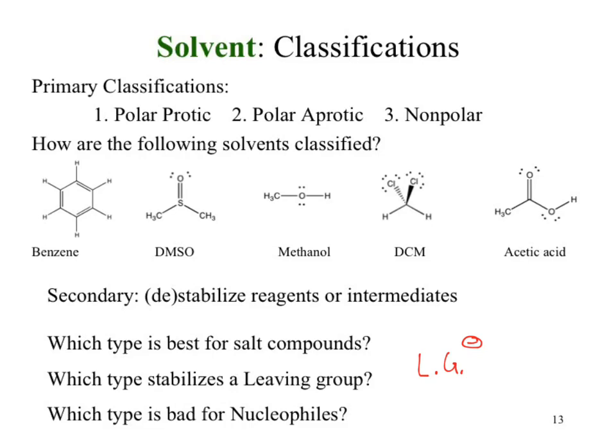Well, in all of my mechanisms, what do I have? A leaving group, right? All of them have a leaving group. I need that. So why do we even bother to look beyond this answer? Because I would want a protic solvent to stabilize a leaving group. I need that. What's the next question?